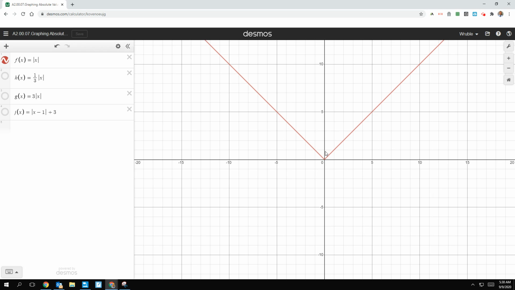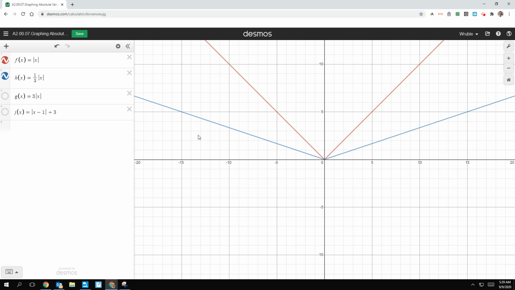So we go up 1 over 1, up 1 over 1. So that's the slope of these lines. When we get a number that's a fraction, then that's going to flatten our absolute value out.